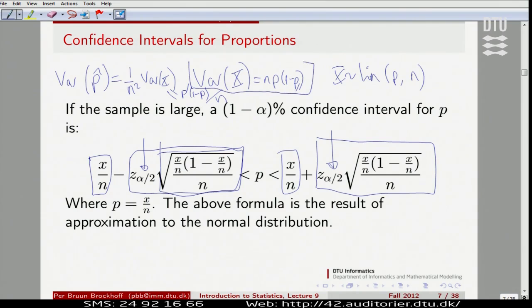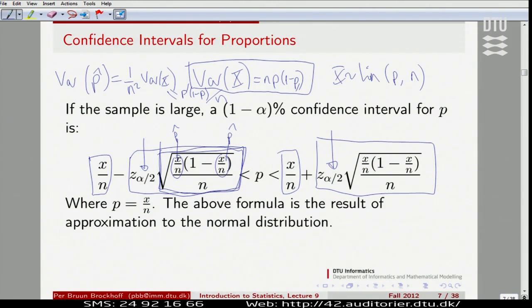Let me do it like this to distinguish the two expressions. So look at this: p times 1 minus p over n, and this is exactly this term here, the square root of this. Instead of p, which I don't know, I have plugged in the observed proportion, p hat. So I plug in the proportion, and I get the standard deviation from the binomial.